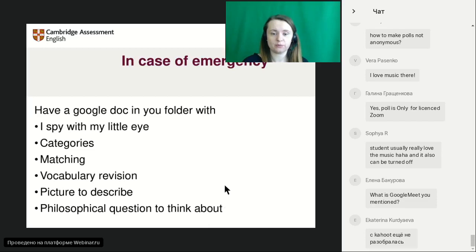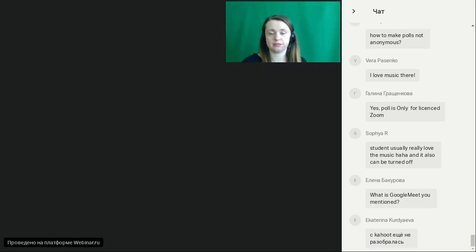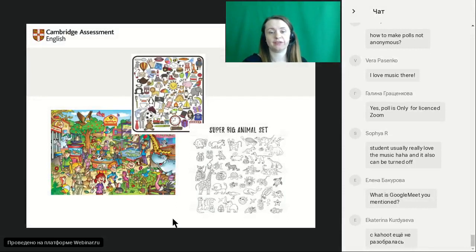So, I spy with my little eye. I have pictures like this. They have their 5 minutes while the teacher is trying to figure out how to deal with the technological issues. They go to this document and they might write some sentences about the pictures. They might write down all the objects they see. So it's for some vocabulary revision, and they get some benefits for that.